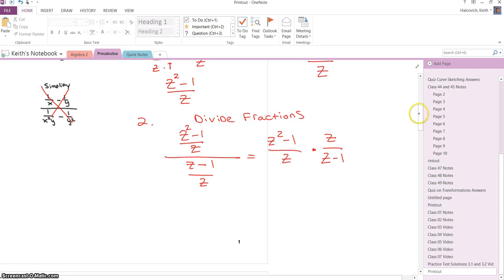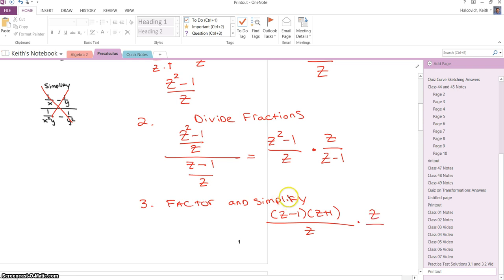Then we're going to factor and simplify. By factoring, z squared minus 1 becomes z minus 1 times z plus 1. The rest of them stay the same. So now what we're going to do is cancel. We can cancel the z's and the z minus 1, and then we're left with z plus 1 as our final answer.